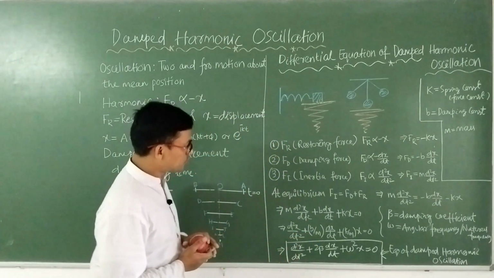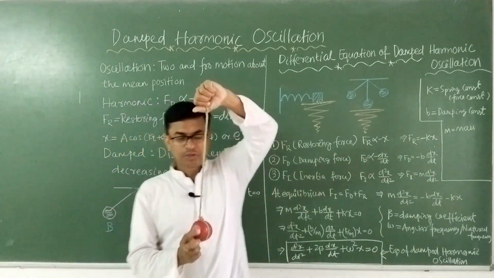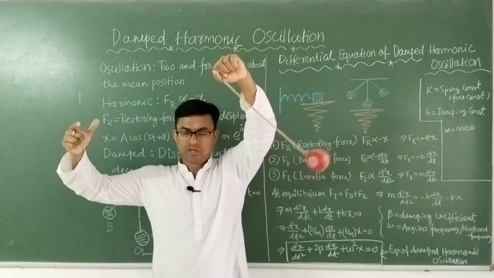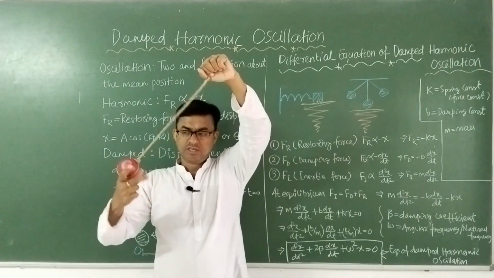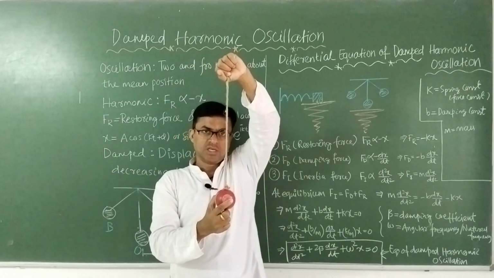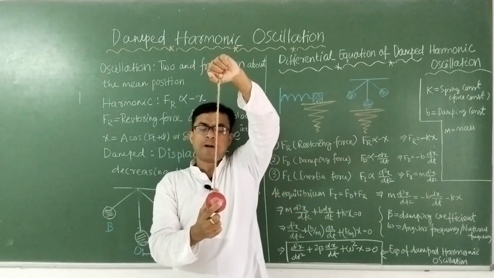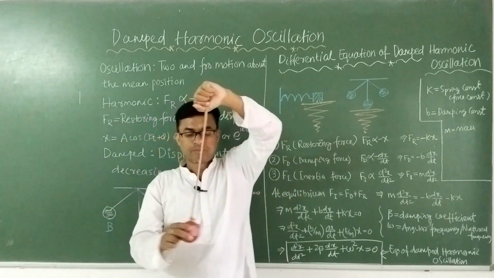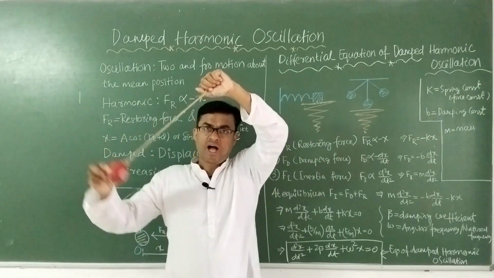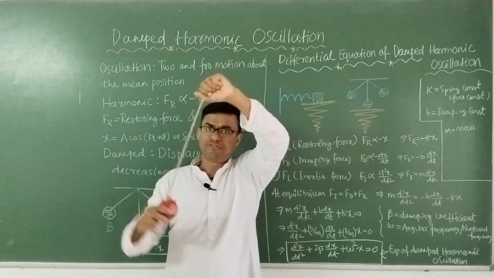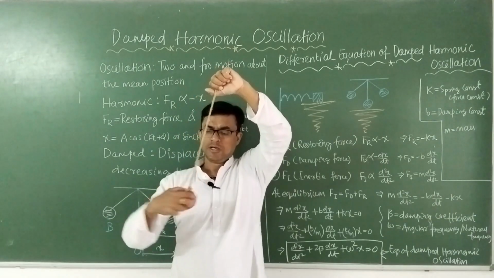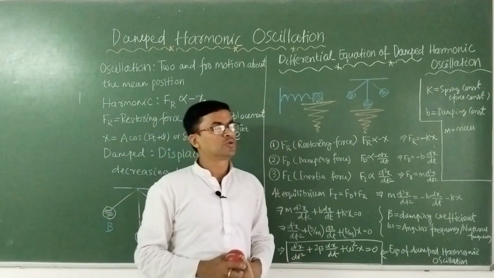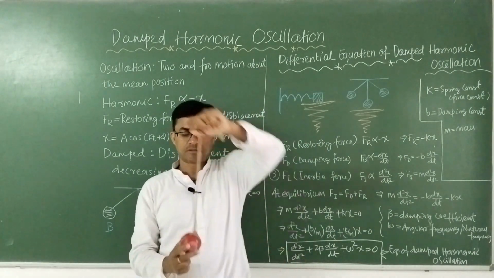Now we have two forces when the body starts the motion. When it is coming towards the mean position, at that time the damping force is opposing the motion, so Fd is proportional to minus dx by dt. And when the displacement starts, you can find the restoring force also dragging this bob towards the mean position. Therefore, the restoring force also is proportional to the negative displacement.